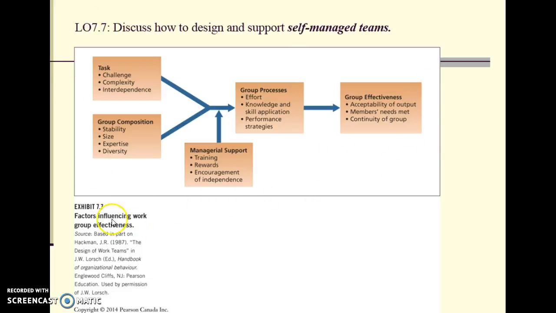Here we have a graph of factors influencing work group effectiveness. Tasks must challenge, with complexity and interdependence. Group composition: stability, size, expertise, diversity. Managerial support must be in terms of training, rewards, and encouragement of independence. Group process is made up of effort, knowledge and skill application, and performance strategies. Group effectiveness is the sum of task, group composition, managerial support, and group processes. Group effectiveness is acceptability of output, members' needs met, and continuity of the group.